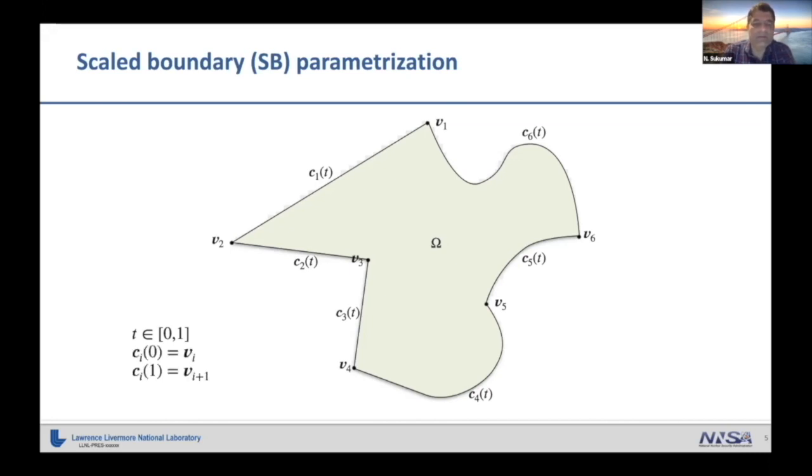And we assume that for every segment, Ci of 0 is equal to Vi, and then Ci of 1 is the next vertex, Vi plus 1. So that's the statement. So this is V3 to V4, then V4 to V5, and so on. And t goes from 0 to 1 here, 0 to 1 here. So that's the parametrization, which is given here.